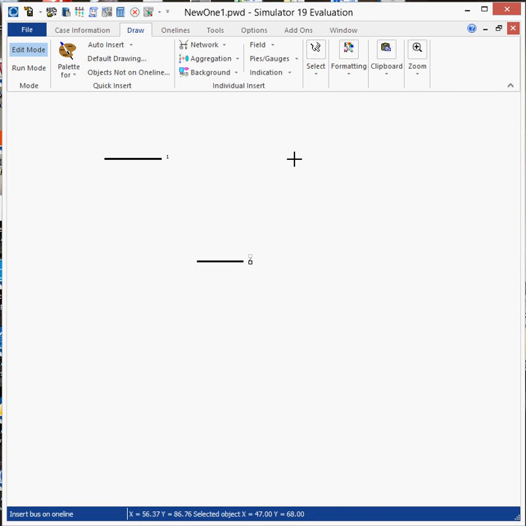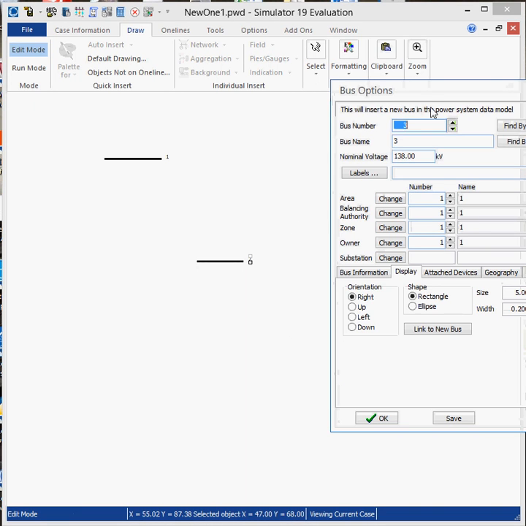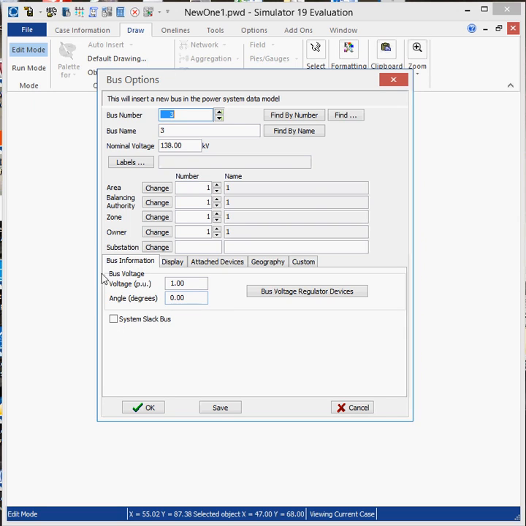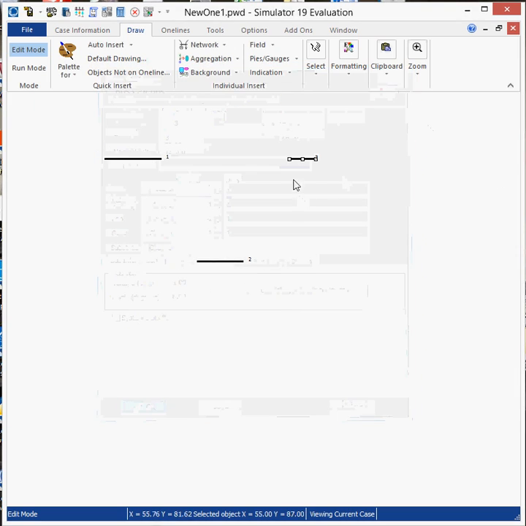The third bus is the load bus. For the load bus, just leave it at 1 and 0 for the voltage and angle and press OK.